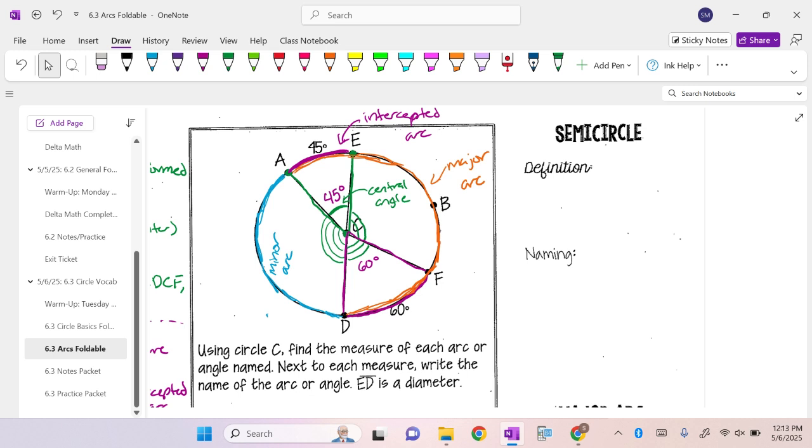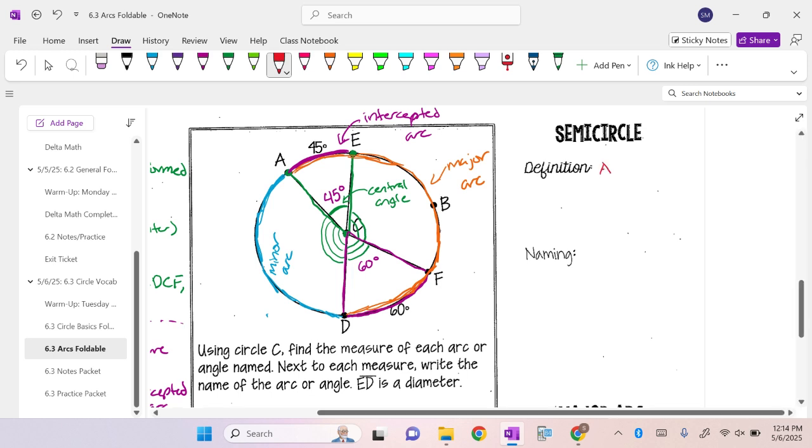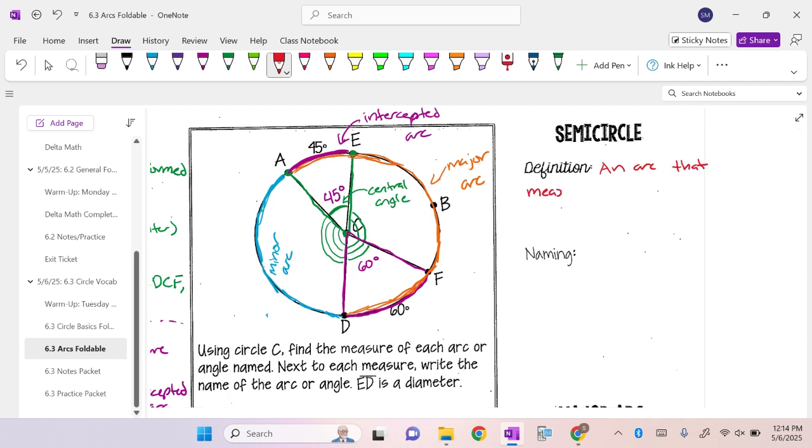Half. All right. So a semicircle, to put it plainly, is an arc that measures 180 degrees. Just as simple as that. It measures 180 degrees, and it's exactly half the circle. Another thing to note is that the diameter is typically the segment that denotes the semicircle. So it's typically made from the diameter or the arc associated with the diameter.